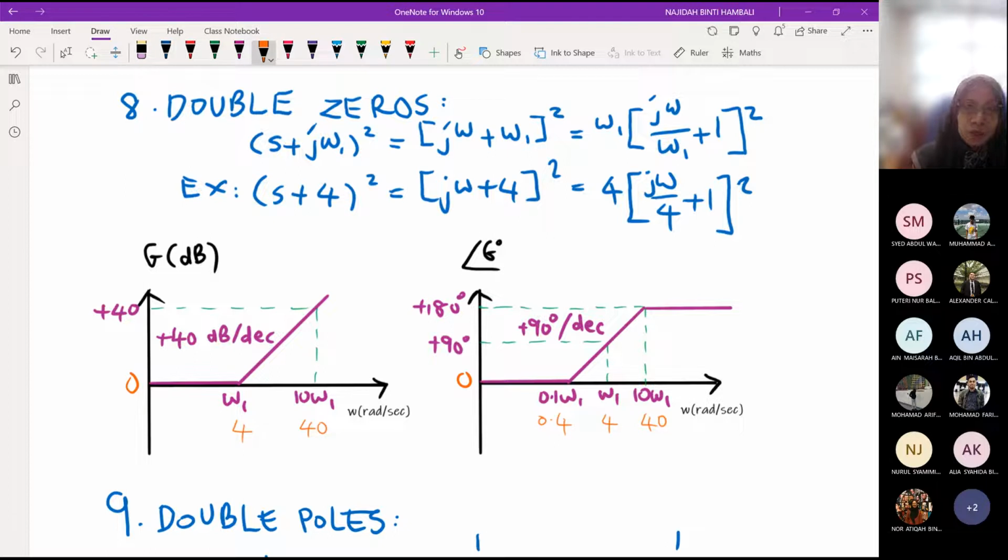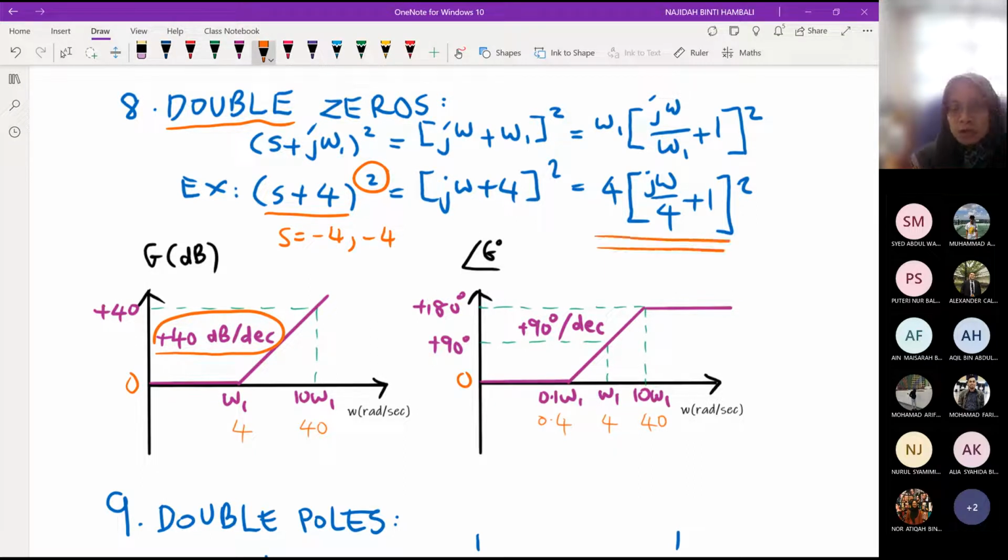Slope for magnitude has been doubled to 40, positive 40 dB per decade. Why positive? Because it is a zero, the function from the numerator. Why 40? Because we have double zero, this one. So we have S equal to negative 4 and negative 4. Okay, again, you need to normalize your frequency domain function.